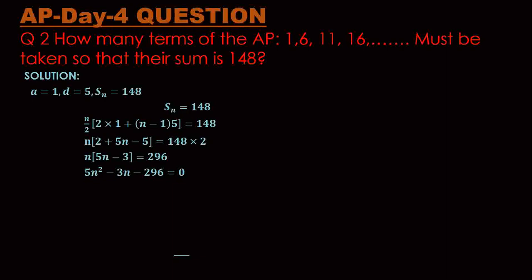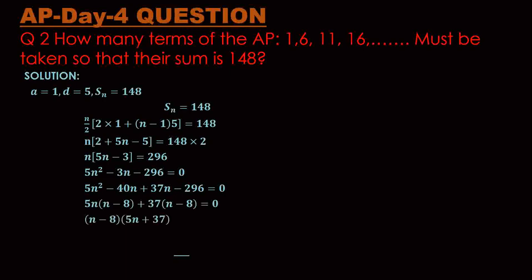So splitting the middle term. So 296 into 5 is 1480. So 5n square, the possible values, the value should be minus 40n plus 37n minus 296. So minus 40 plus 37 is minus 3. So that's how you split the middle term and take the common. I think the rest is quite simple. I will not go through in detail anymore.